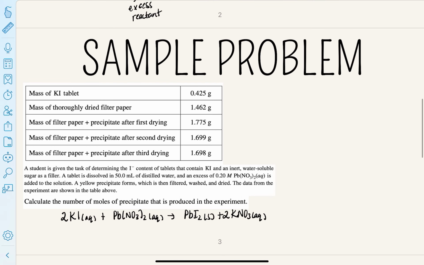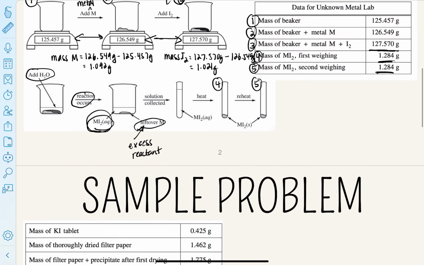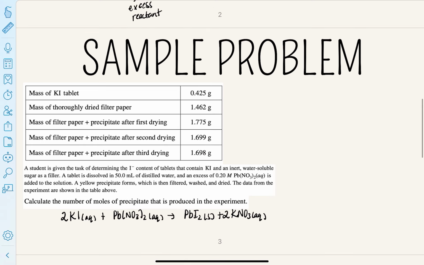So this one is, again, from one of the older AP Chem exams, and this one does not actually give me a diagram. So I'm going to try to sketch what's going on just to mimic what we saw up here, okay? And then we'll solve a sample question together. So it says here that a student is trying to figure out how much iodide is in a tablet containing KI.